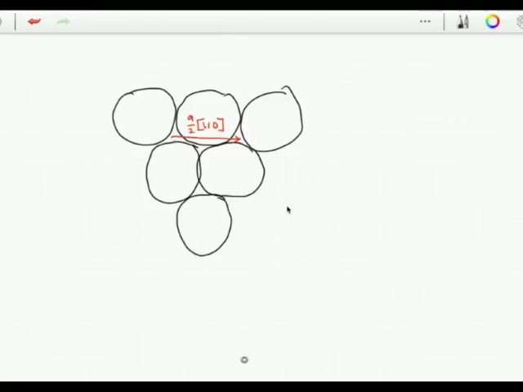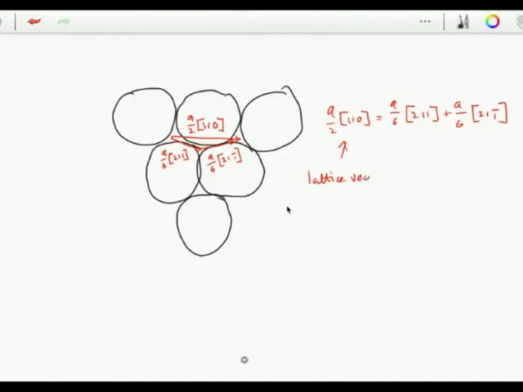However, if I now draw these two vectors here, this one and this one, this is a/6 into 2, 1, 1, and this one is a/6 into 2, 1, bar 1. So a/2 [1 1 0] is equal to a/6 [2 1 1] plus a/6 [2 1 bar 1], where this is a lattice vector, but these are partial vectors. So if you have a dislocation with a Burgers vector a/6 [2 1 1], then that's known as a Shockley partial.